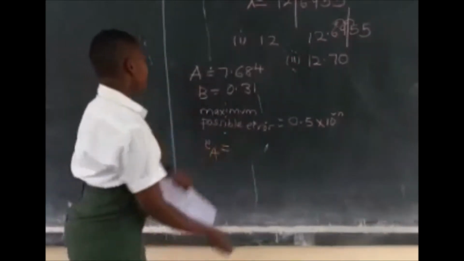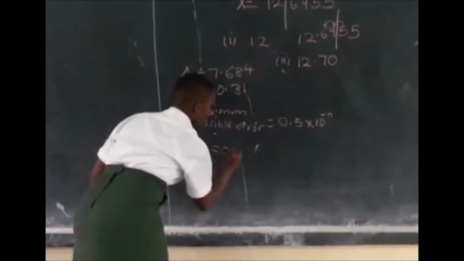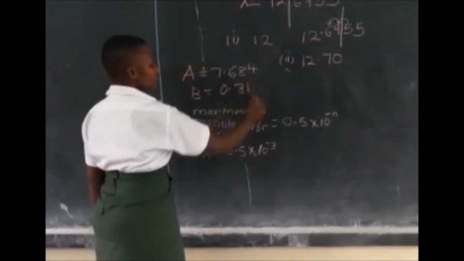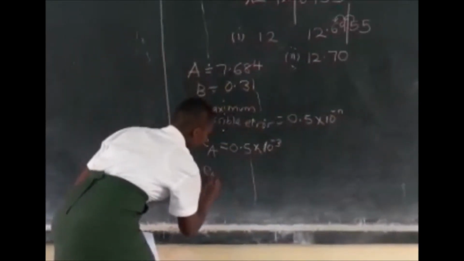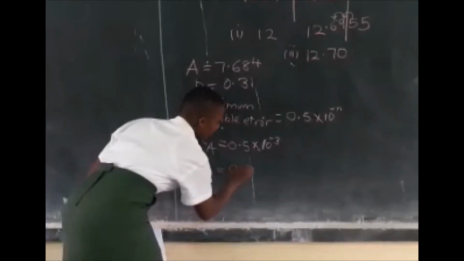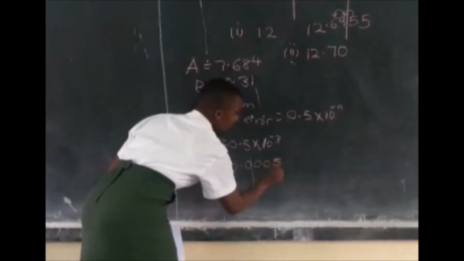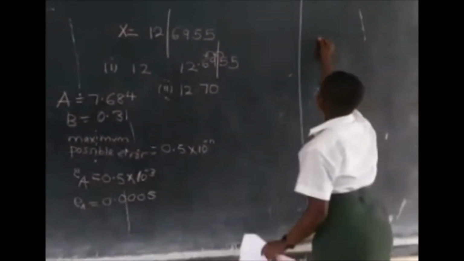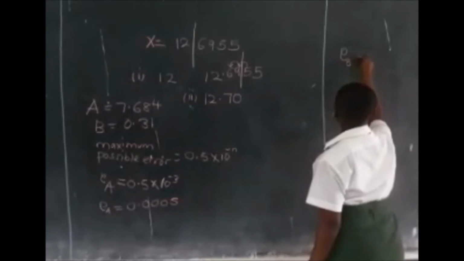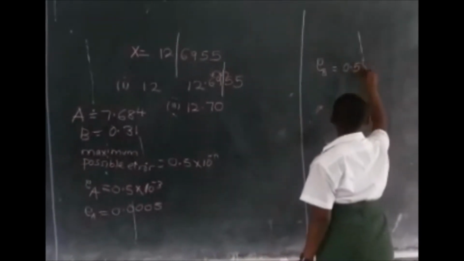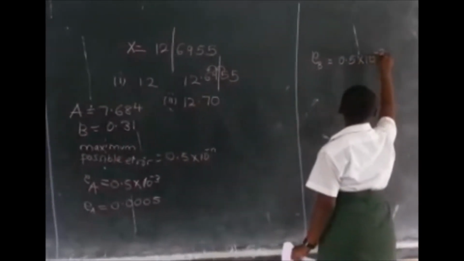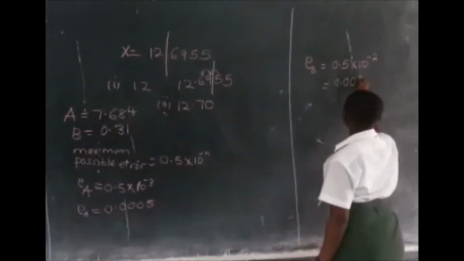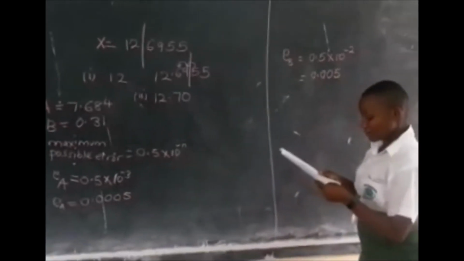So our maximum possible error in A is going to be 0.5 times 10 to the power negative 3, since A has 3 decimal places. So our error in A is going to be 0.0005. So we go to find the maximum possible error in B. It will be 0.5 times 10 to the power negative 2. Our maximum possible error in B is 0.005. So we are finished.